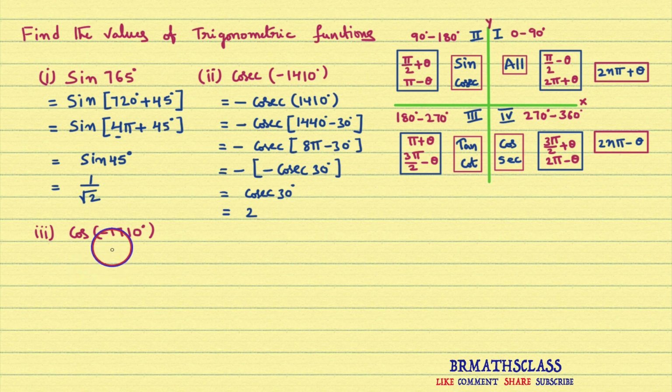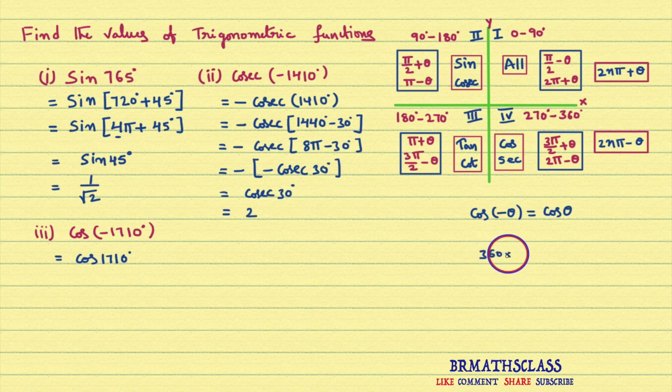Cos of minus 1710 degrees. See, we know the formula for cos of minus theta. What is the formula for cos of minus theta? Cos of minus theta is cos theta. So here cos of minus 1710 degrees will become cos of 1710 degrees. Okay, now you see this 1710 degrees is greater than 360 degrees. So you start multiplying with 360 degrees. See, 360 into 1 is 360, 360 into 2 is 720, 360 into 5.